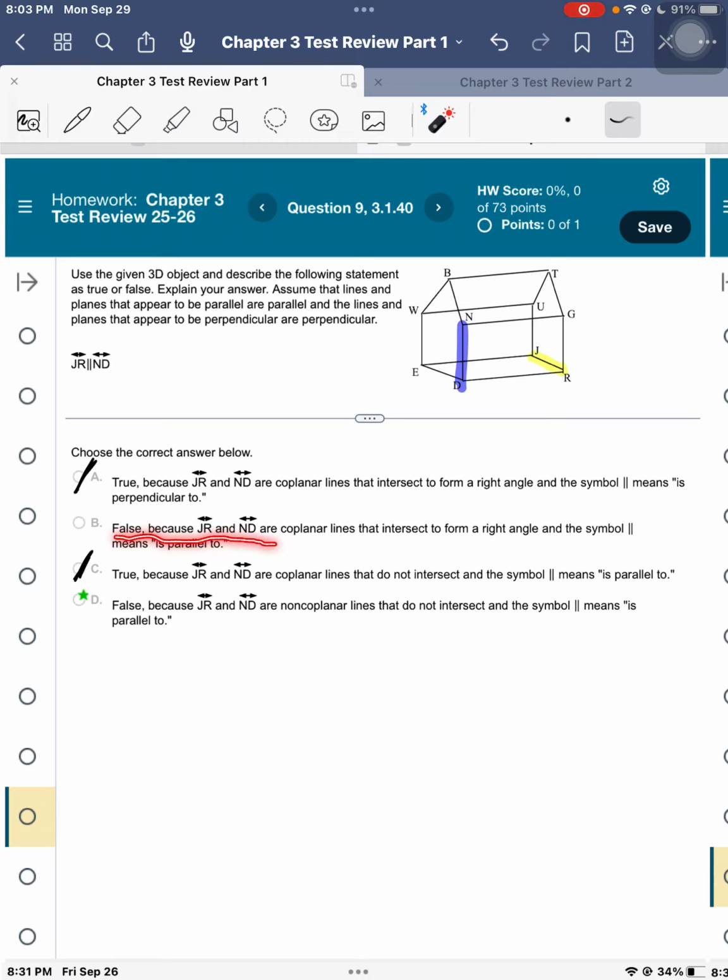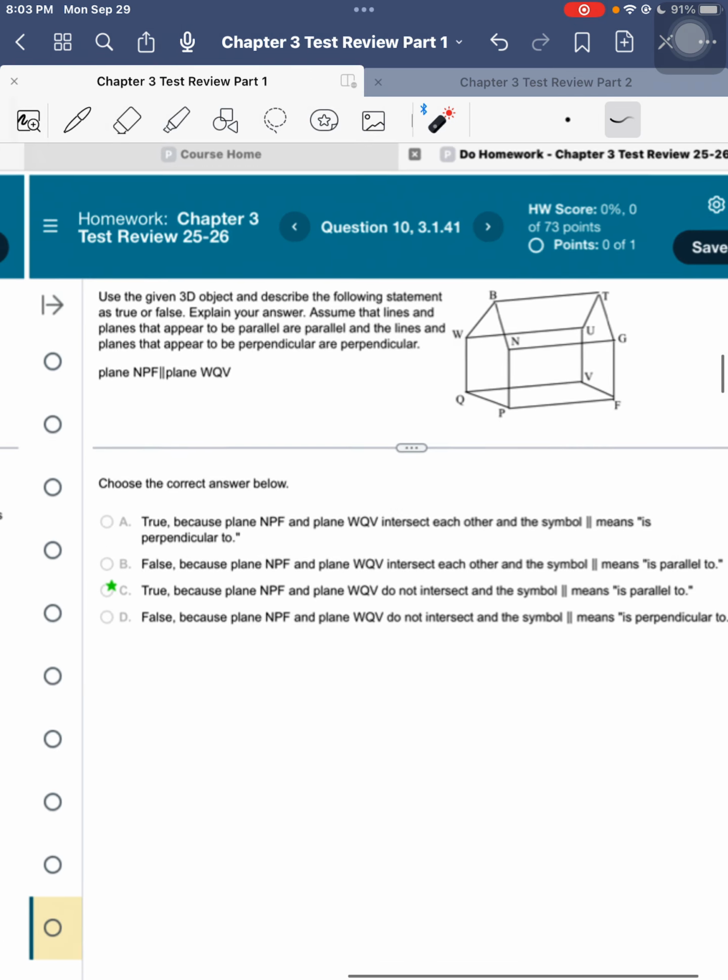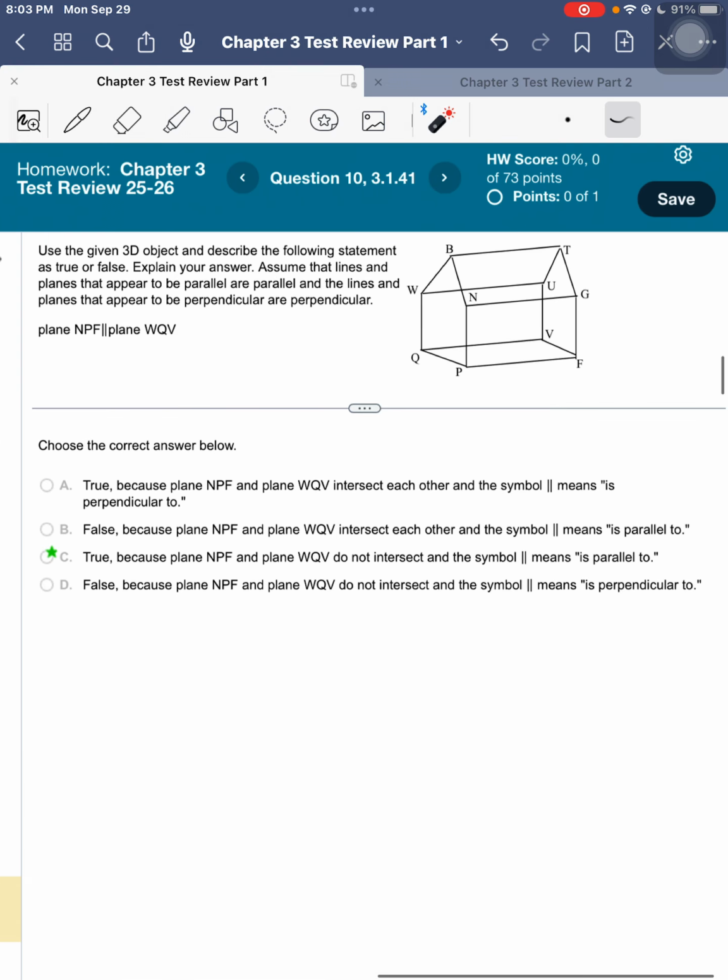So I can go ahead and take off this answer and take off this answer. So let's read this answer. False, because JR and ND are coplanar lines that intersect to form a right angle. Wait a minute. We just said that they don't intersect. They do not intersect. So this one is wrong. So the only one left is this one. False, because JR and ND are non-coplanar lines that do not intersect. Okay, so this right here gives you the giveaway that is the answer.